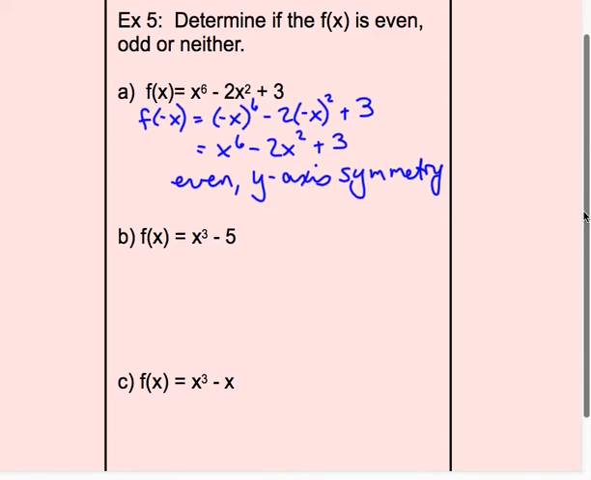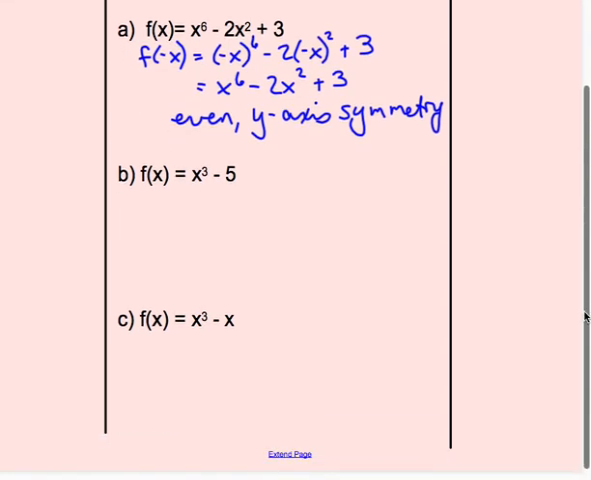Same process to determine if it's even or odd. Always start by replacing the x with negative x everywhere you see one. Negative x to the 3rd power is negative x cubed.